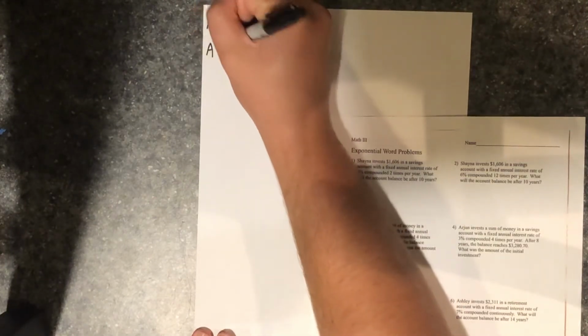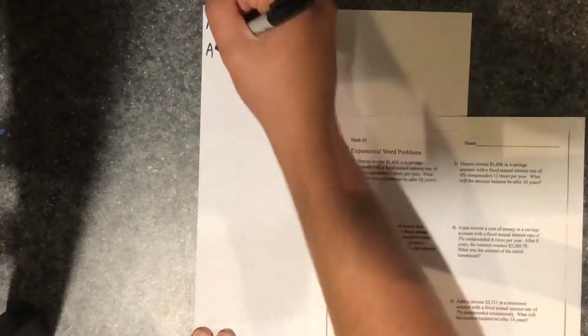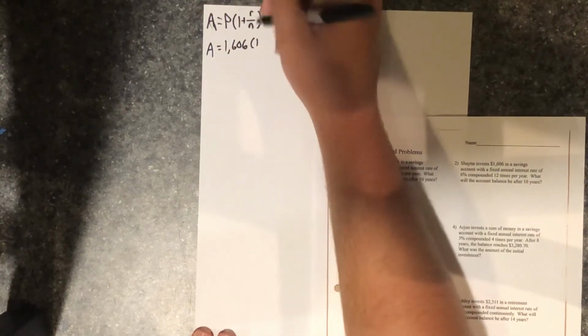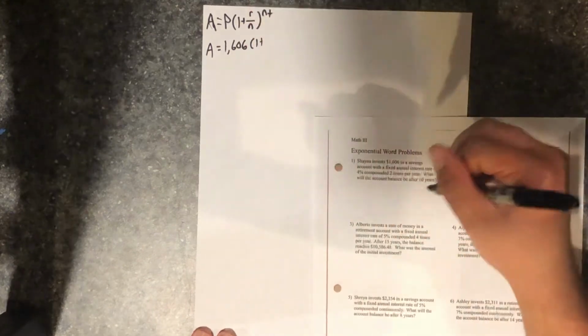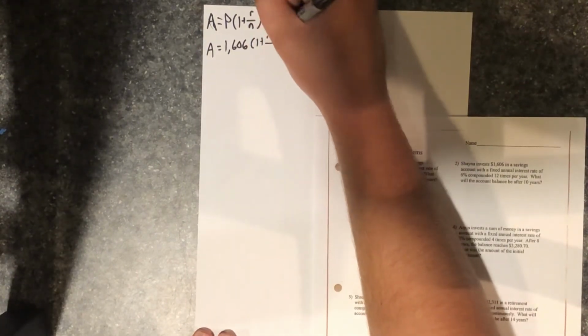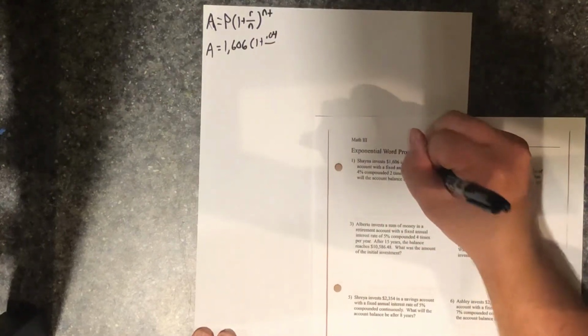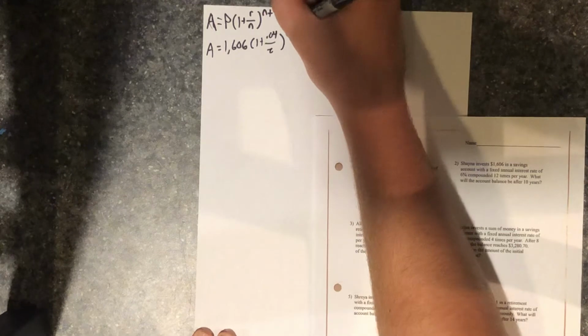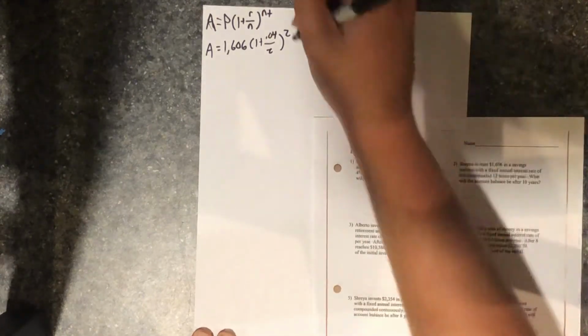So it will be A equals P, the starting amount is 1,606, times 1, which is always going to be there, plus the rate is 4%. Always write that as a decimal. Don't mess it up if you don't write it as a decimal. Divided by N, the number of times compounded per year, which is 2. 0.04 divided by 2, raised to the N, the same value, times T, 10 years.